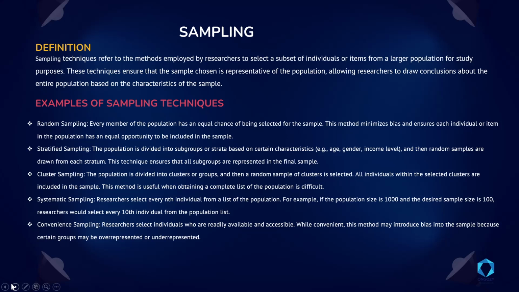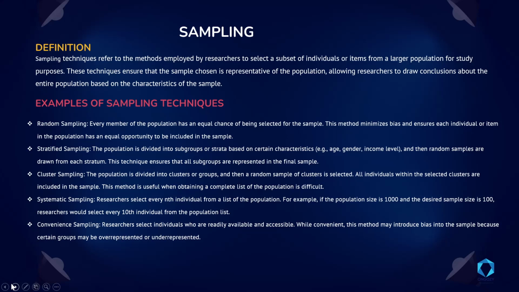So these techniques ensure that the sample chosen is representative of the entire population. It allows the researcher to draw conclusions about the entire population based on the characteristics of the sample. So when you talk about a sample, it should be representing a certain population, okay? It should have characteristics that are going to represent the entire population. So there are various sampling techniques. We are just going to look at the major ones.